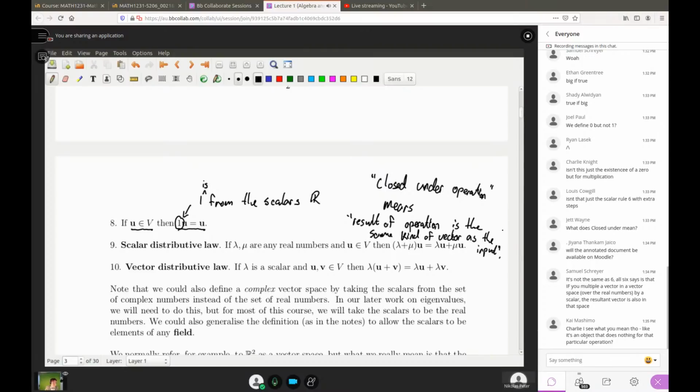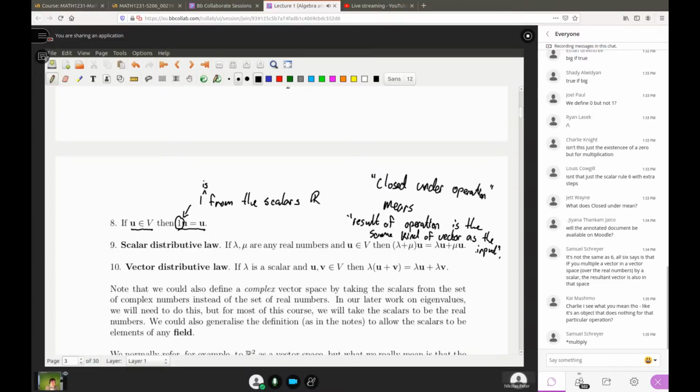Samuel says it's not the same as 6. All 6 says is that if you multiply a vector in a vector space, then it's a vector from the same space. Yeah, that's exactly what it says. Charlie, I see what you mean though. Like it's an object that does nothing for that particular operation.